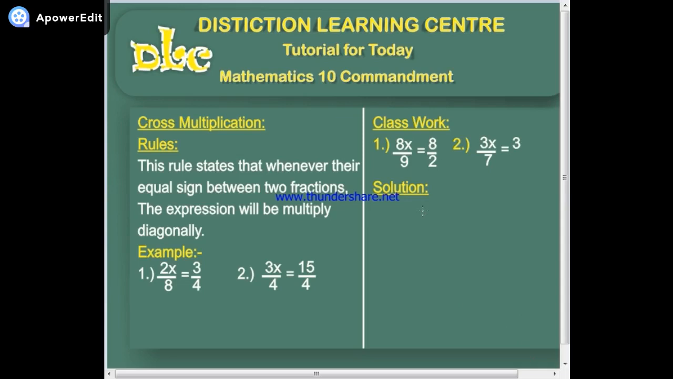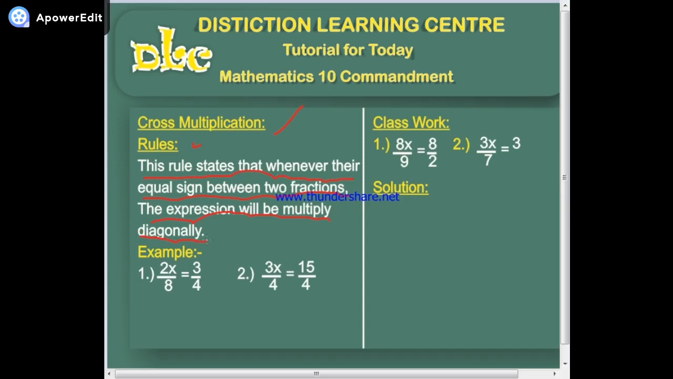Our topic for today is Mathematics 10 Commandments, and we are proceeding to the next commandment, which is Commandment 5, that is cross multiplication. Cross multiplication. This rule states that whenever there is an equal sign between two fractions, the expression will be multiplied diagonally. The expression will be multiplied diagonally.